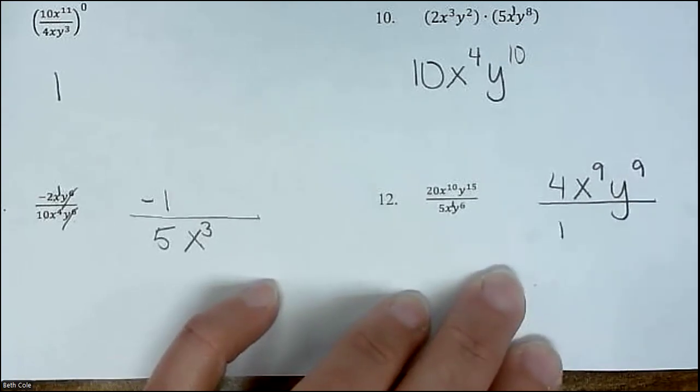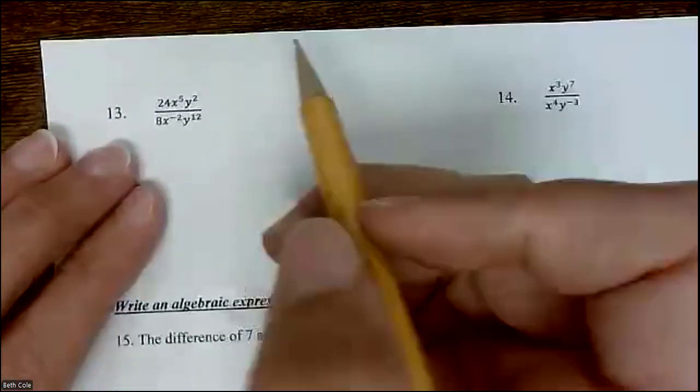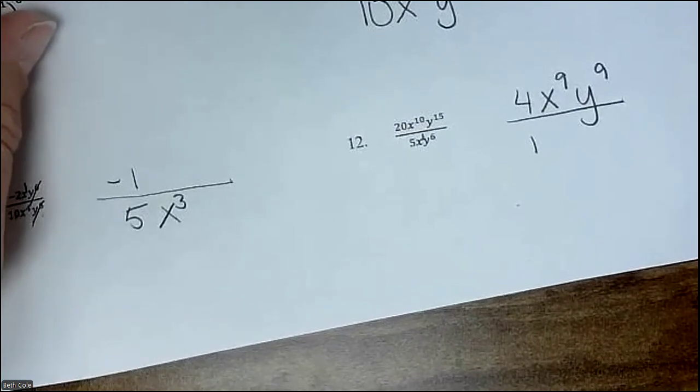Nine. Good job. 15 minus 6 is 9. Cool. Do you see how quick those go? It's like you just write the answer basically. Oh, 2 more. Oh, sorry. 15 minus 6 is 9 is what we did there.